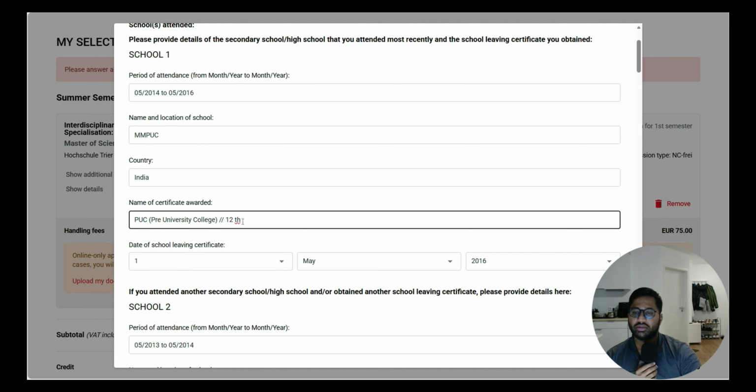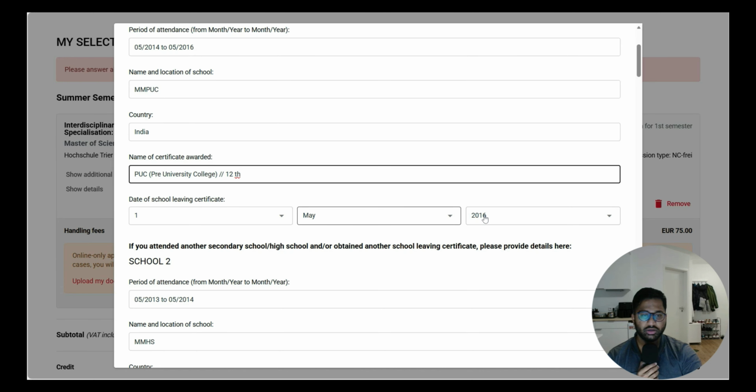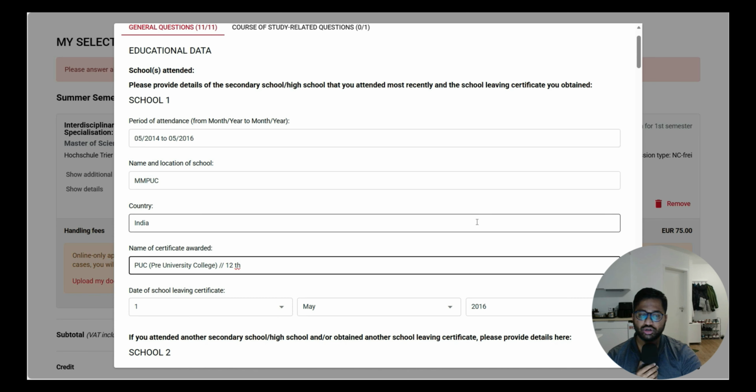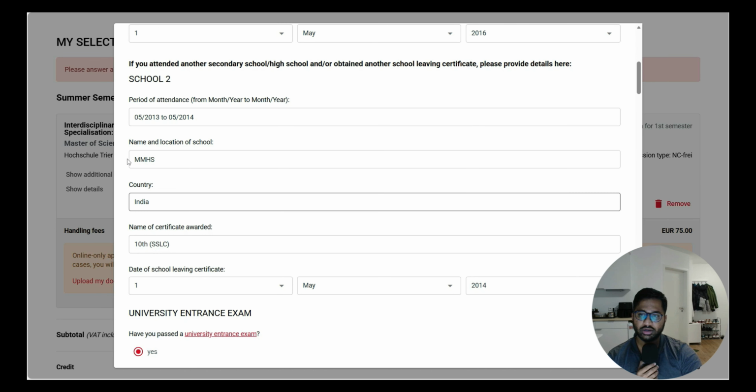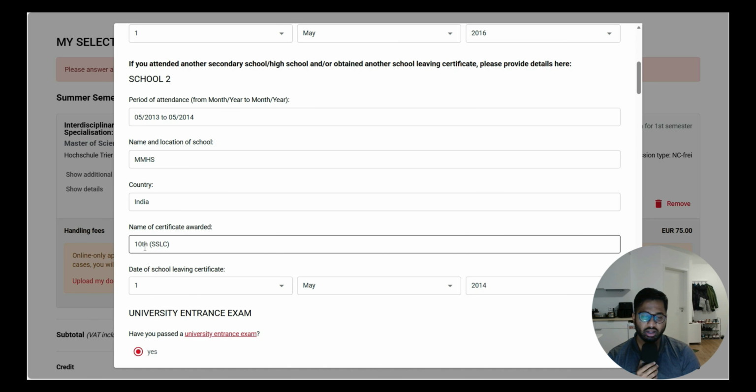Then the date of school leaving certificate is 1st May 2016. This is just a dummy date. People who are filling in their application, please fill in the school leaving certificate date that is mentioned on your marks card. After filling in your 12th, which will be 11th and 12th, we also fill in our 10th details. In Karnataka we call it the secondary school leaving certificate. In CBSE and others they call it 10th, whatever they call it, you are getting an idea. So in the school 2 section you will fill in your 10th details, and in the school 1 section you will fill in your 12th details.